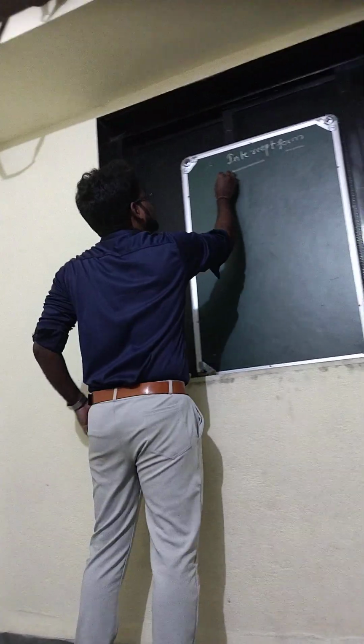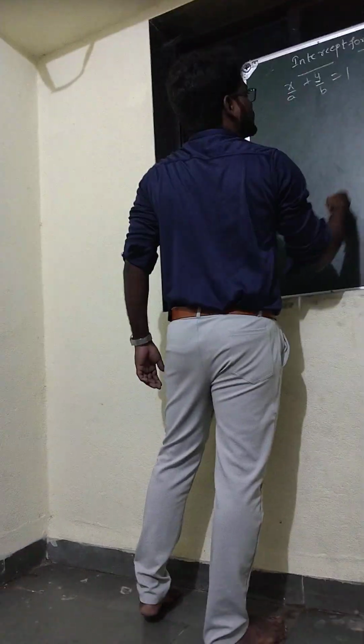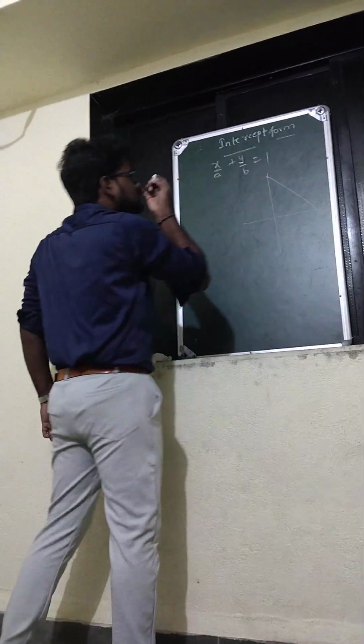Intercept form. And what is intercept form? x by a plus y by b equals 1. And you observe this one.